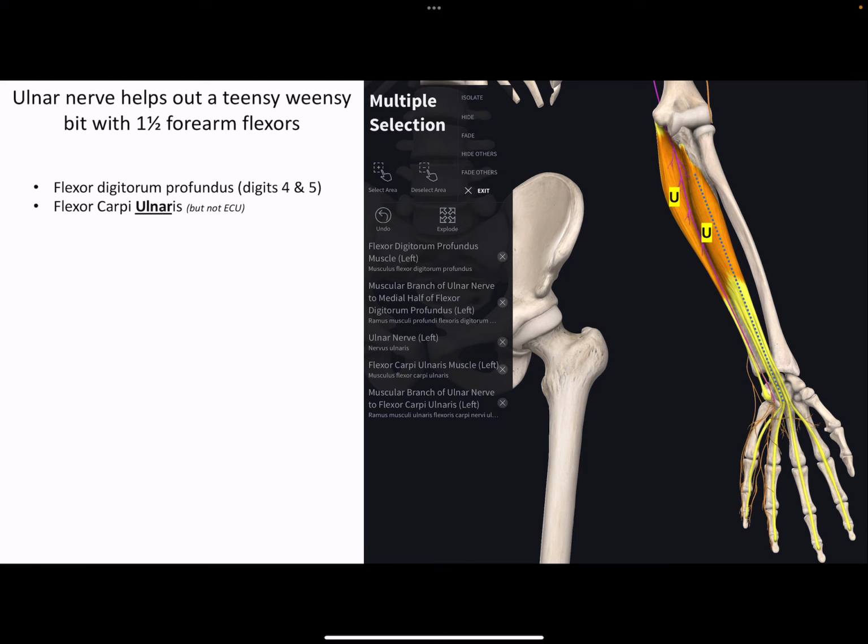So the ulnar nerve doesn't really do a lot for forearm innervation, but remember, there's 1.5 muscles that it does get. It does help with the flexor carpi ulnaris. What does this do? It flexes the wrist on the ulnar side, so there might be a little bit of ulnar deviation as well. But it also gets the profundus, not the superficialis, but the flexor profundus a little bit.